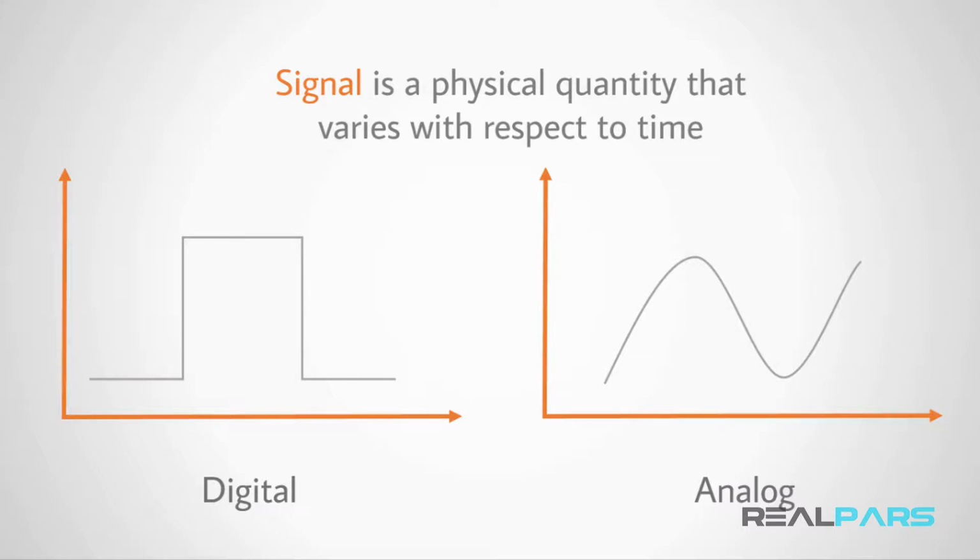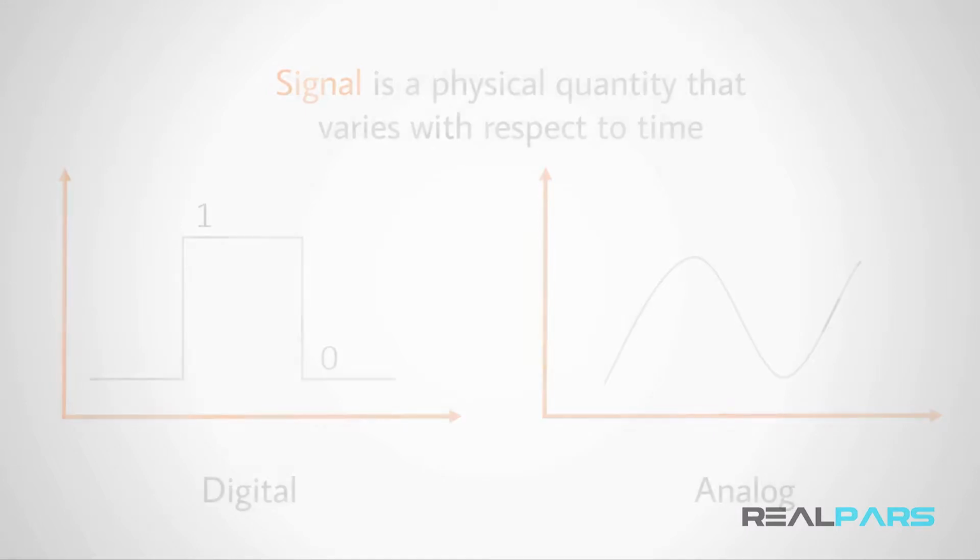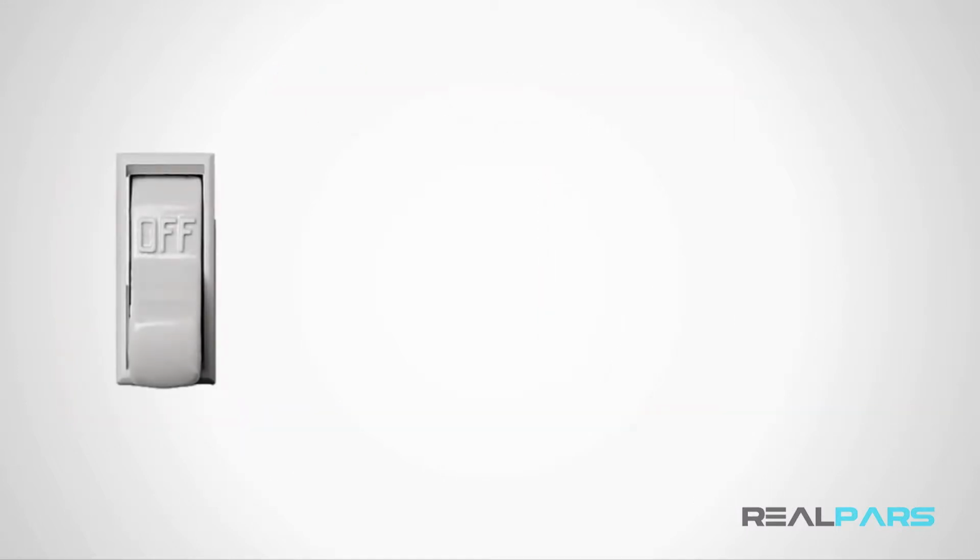Digital signal operates based on the 1-0 logic. What does it mean? This means that the device that operates with digital signal has two statuses. It's either on or it's off. The simplest example that we could give in this case is a light switch. This switch has no more than two modes. It's either off or on.